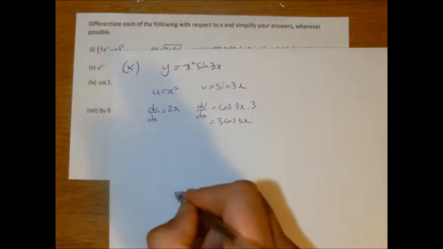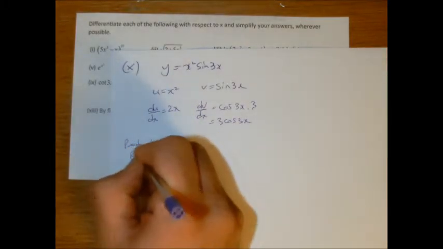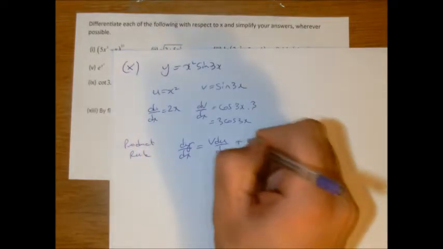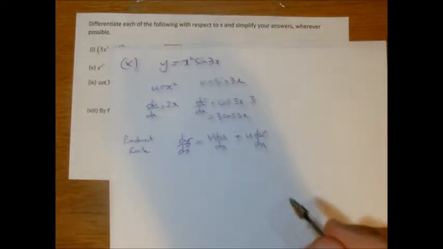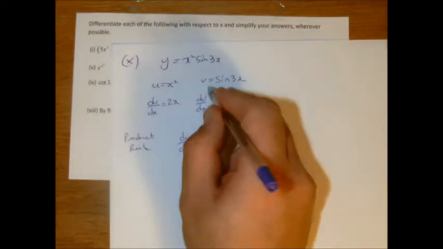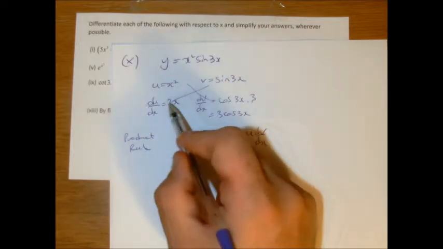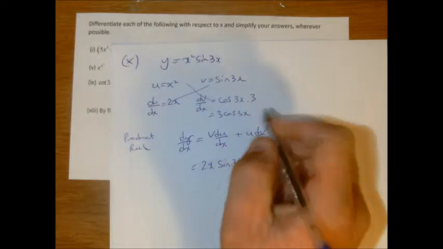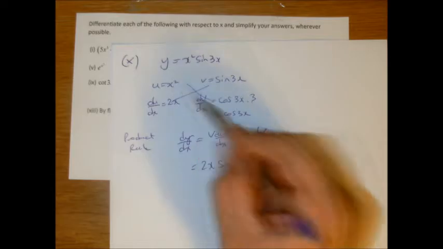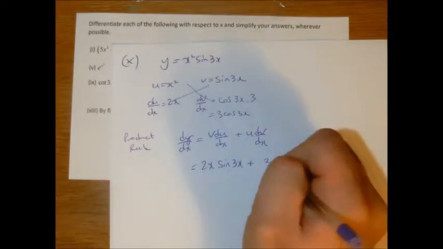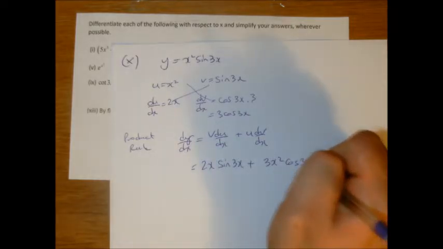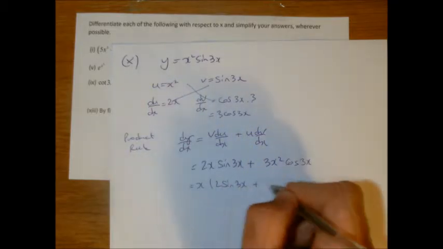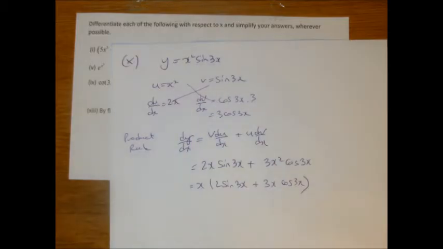So when you do the product rule, don't forget the product rule. Again, this is something you need to remember. v du dx plus u dv dx. Always in that order. So when you do that then, you're crisscrossing. So you're timesing that by that. So you have sine 3x times 2x. I can write it like this. Plus then u dv dx. So x squared times 3 cos, so we'll have 3x squared cos of 3x. To simplify it, I could even take out an x as a factor, because it is a common factor, and I've answered my question.